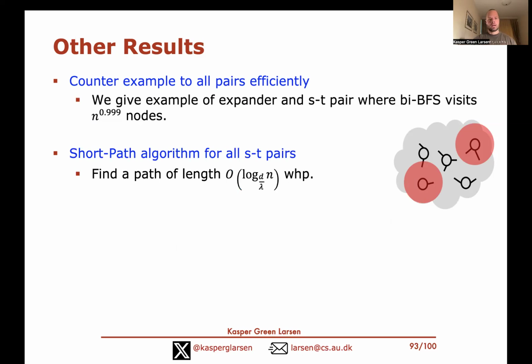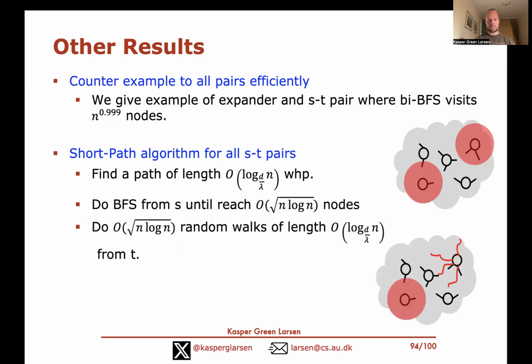Motivated by that, we also look at a short path algorithm. We basically say for every S-T pair, we don't want to find the shortest path, we want to find a short path between them, right? We can actually find a path that's within a constant factor of this log base d over lambda of n with high probability. The algorithm is really simple. We do breadth first search from the source until we've seen around root n nodes. And then we run a number of random walks starting at the destination t, all of length order log base d over lambda of n. We run around root n of these random walks.